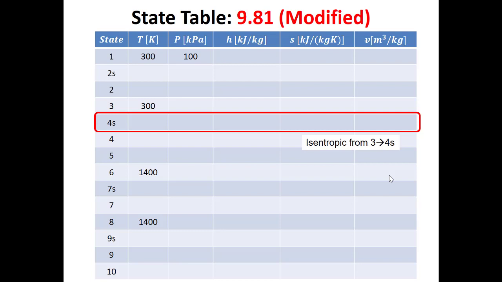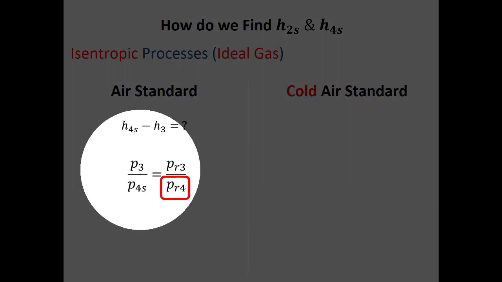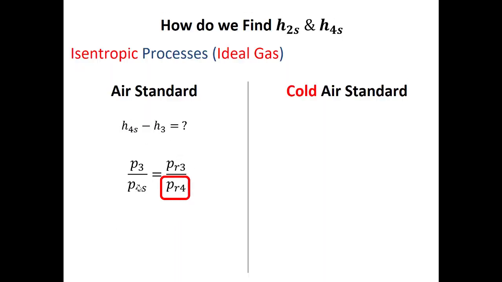Now I go between 3 and 4s. This is again an isentropic compressor. So we go through the same process that we did to find 2s. In air standard analysis, we're going to use the ratio of pressures is equal to the ratio of reduced pressures. I'm going to get these from table A22. Because I knew T3, I can get PR3. I know this ratio of pressures because it's given in a roundabout way in the problem. So the only thing I don't know is PR4. From here, I'll get PR4, and I'll use that to interpolate to find H4s and T4s.